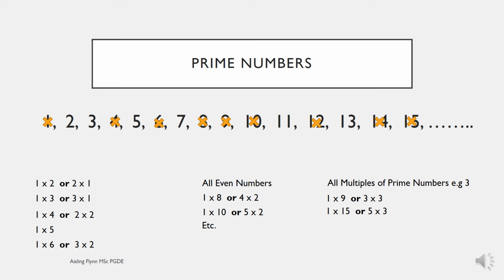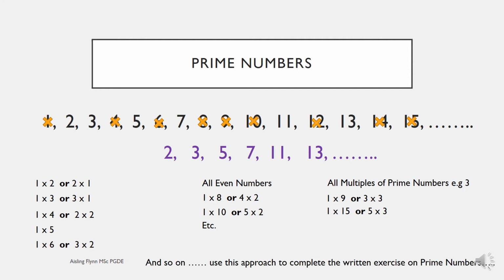Okay, so the prime numbers from this list are here: 2, 3, 5, 7, 11 and 13. You could repeat the process for the multiples of 5, crossing them out, multiples of 7, and so on as you go up the numbers. So use this approach. Keep it in mind when you're doing your written exercise on prime numbers.